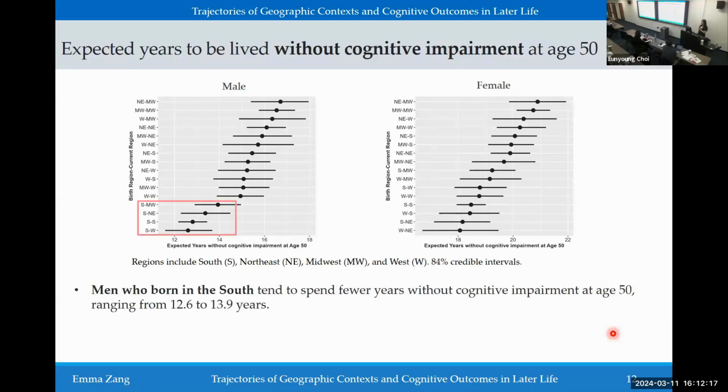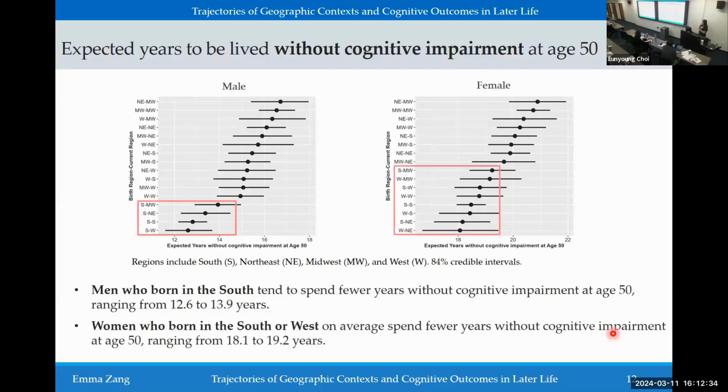We can see that, amazingly, men who were born in the South, regardless of where they currently live, tend to spend fewer years without cognitive impairment at age 50, ranging from 12.6 to 13.9 years. For women, it's a slightly different picture. Women who were born in the South or the West, on average, spend fewer years without cognitive impairment at age 50, ranging from 18.1 to 19.2 years. So it's really not about where you currently live. It's really about where you were born.